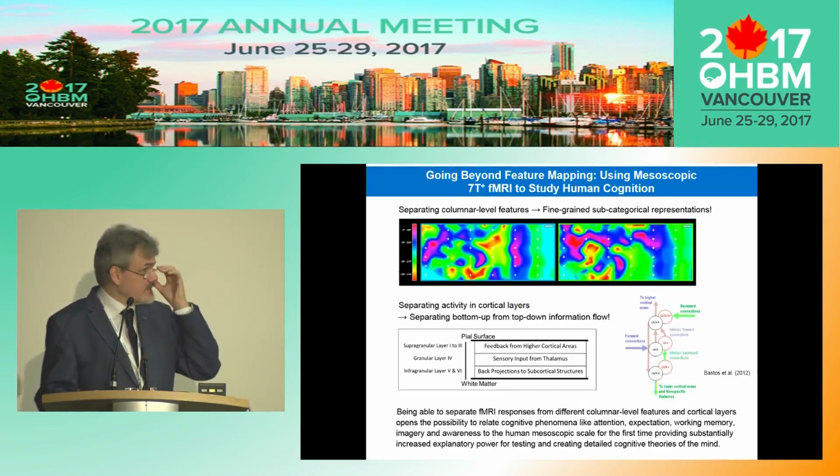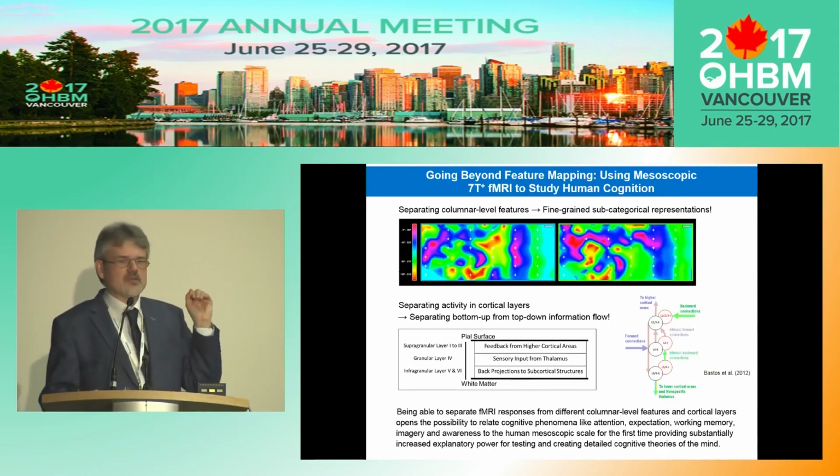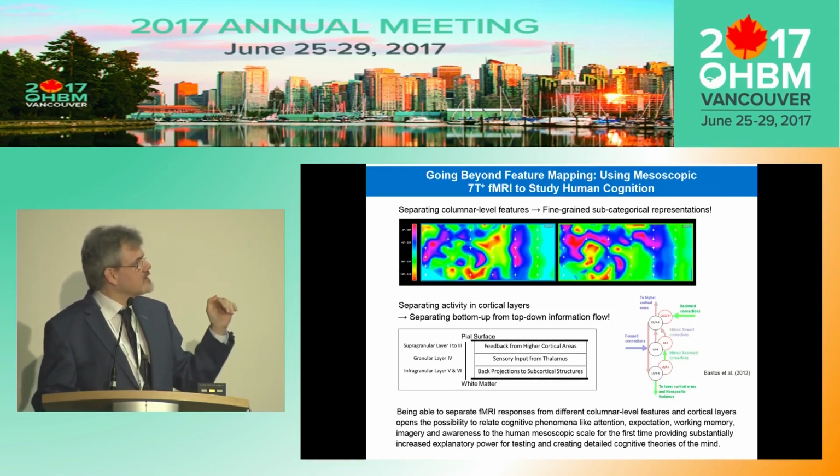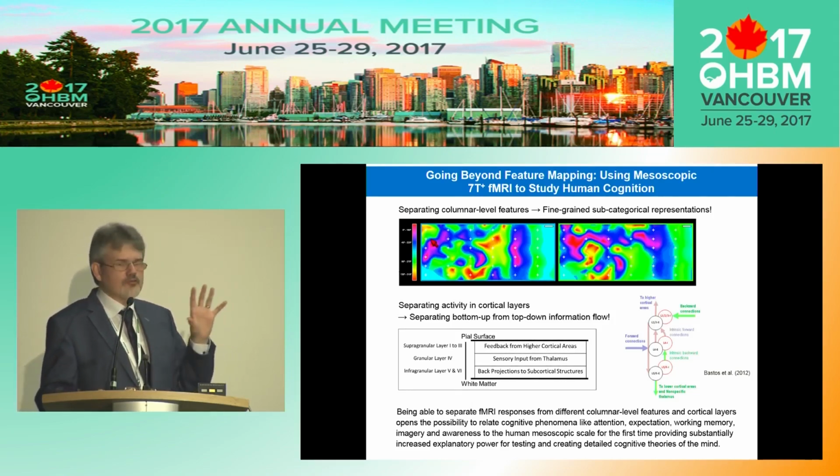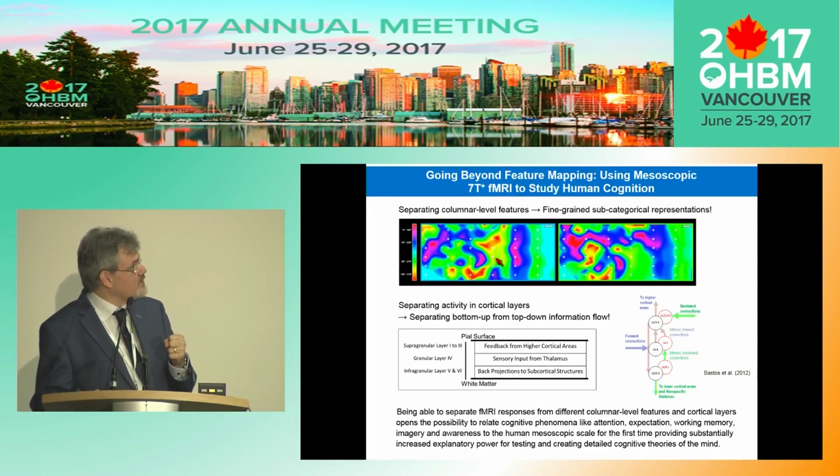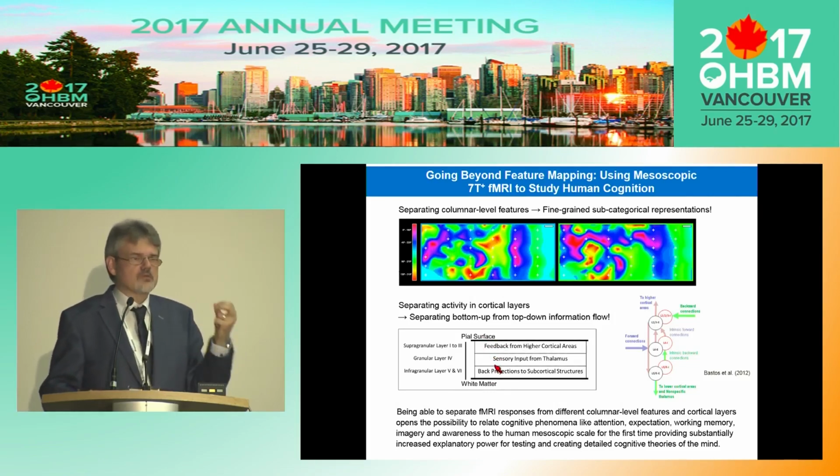I want to now finally say a few words also about the laminae, because here the anatomy, as we have seen from the sampling, becomes very important. If we are able to separate columns and cortical layers roughly from each other, we can also separate bottom-up from top-down flow. So before ending my talk, I want to show you two examples, one for the tangential orientation and one for the depth orientation, which give us really new insights into how the brain works.